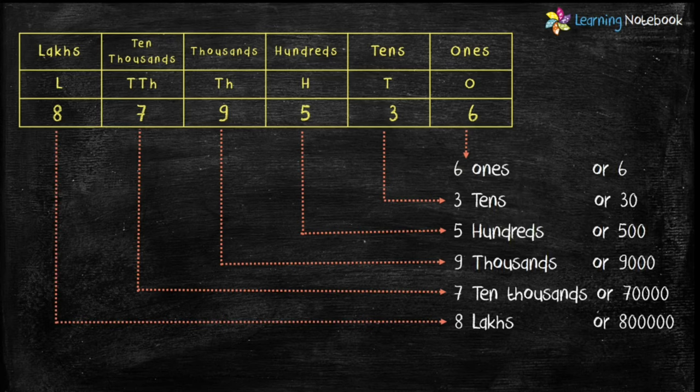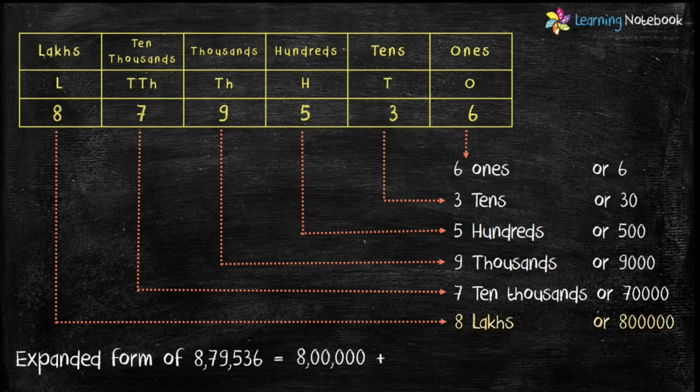Students, now we have these place values. So let's see how to write the expanded form of a 6-digit number. Expanded form of 879536 equals 8 lakh plus 70,000 plus 9,000 plus 500 plus 30 plus 6.